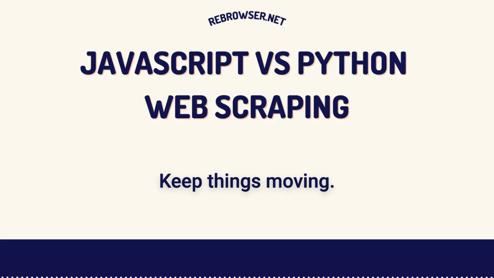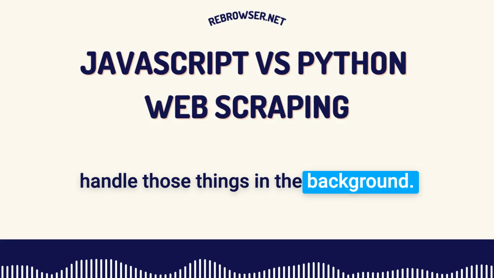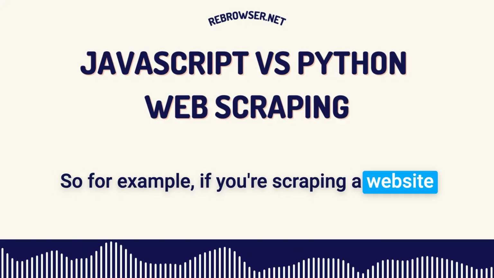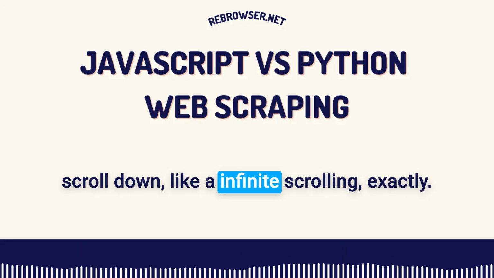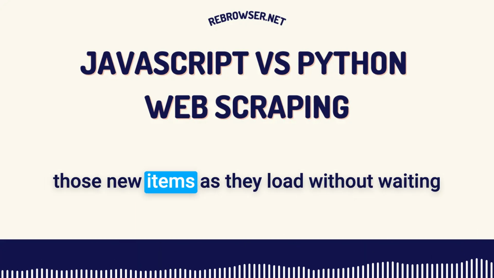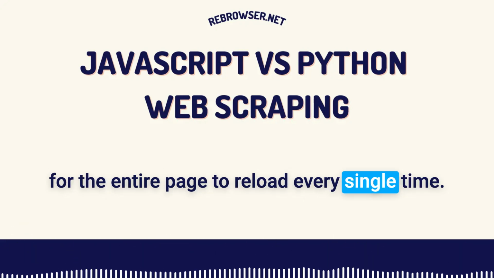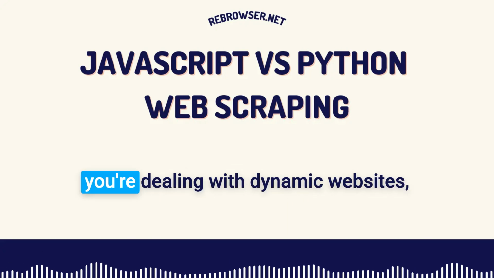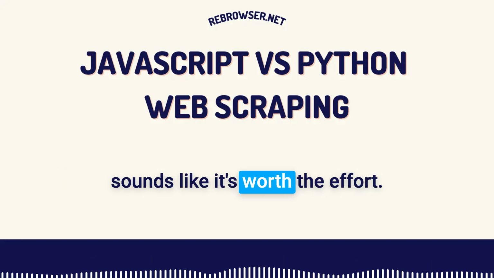Yeah, that makes sense. Keep things moving. Exactly. So asynchronous programming lets you handle those things in the background without blocking everything else. So for example, if you're scraping a website where new products are loading as you scroll down. Like infinite scrolling. Exactly. Asynchronous programming lets you grab those new items as they load without waiting for the entire page to reload every single time. Much more efficient. Okay, so it's a bit of a learning curve, but if you're dealing with dynamic websites, asynchronous programming in JavaScript sounds like it's worth the effort.